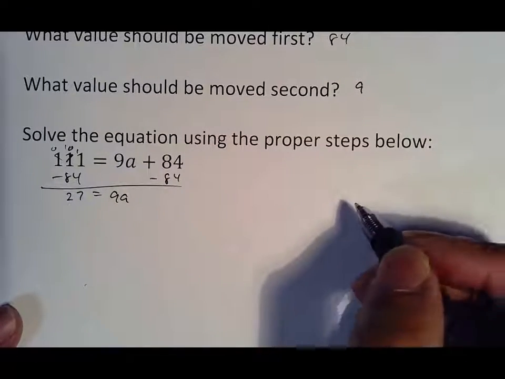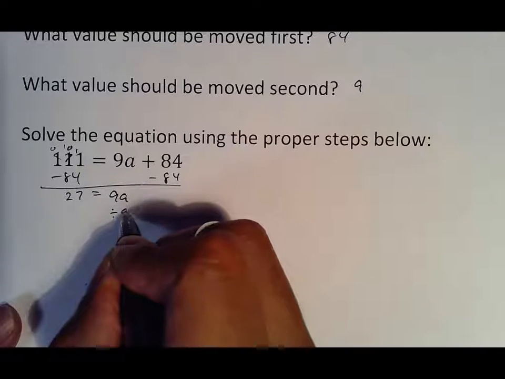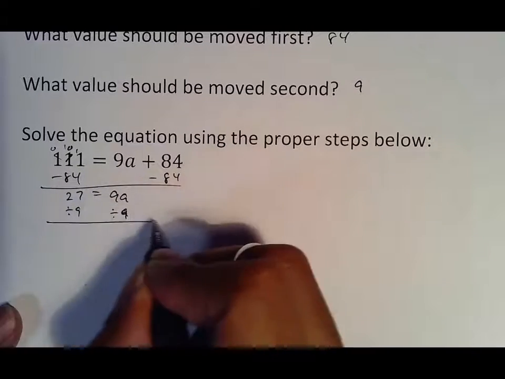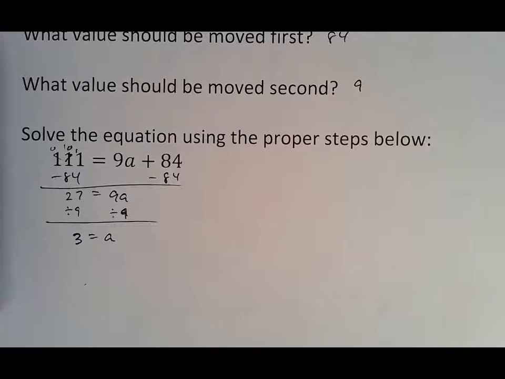There's my problem. If this is 9 times a, then what I have to do is divide by 9 and divide by 9. 27 divided by 9 is 3. a comes down. There is your answer. That's the key idea for you to remember.